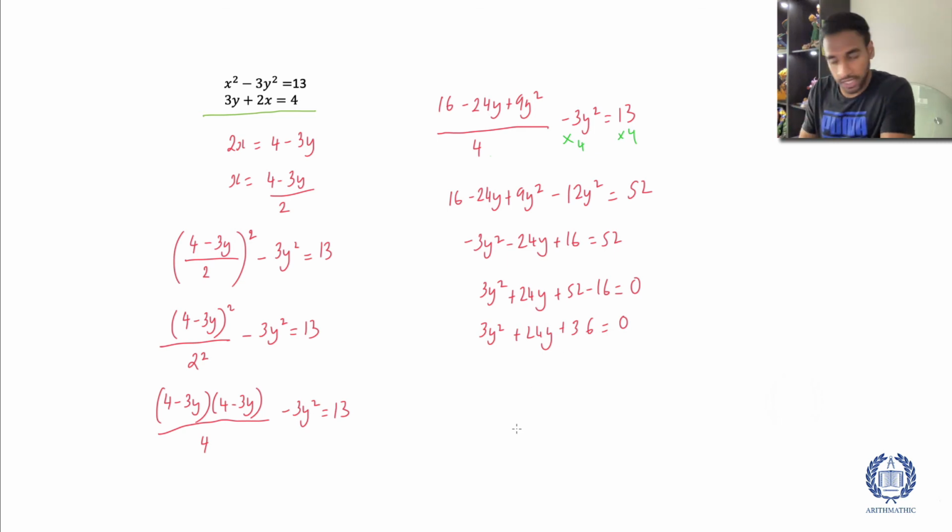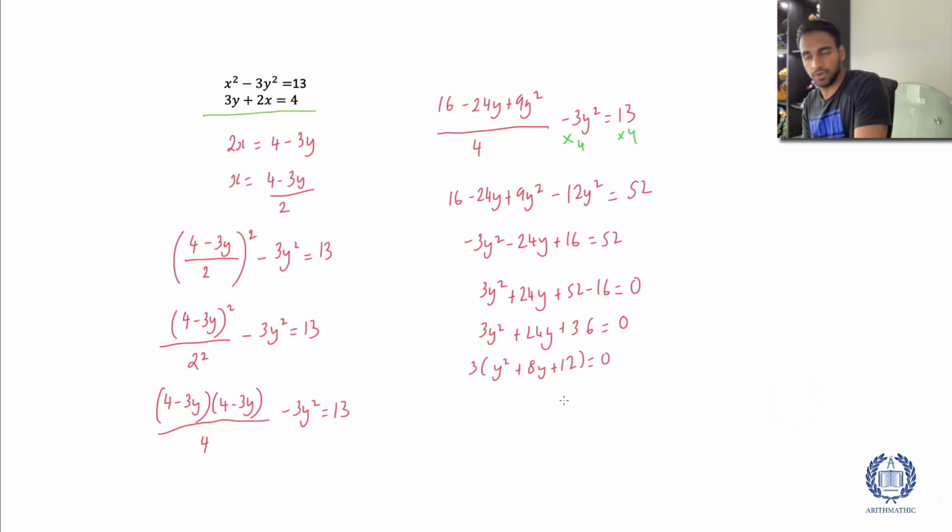So that's your quadratic, by the way, okay? And this is how we get rid of the fraction. Now, just to make it easier for us, we can divide everything by 3 because everything here is divisible by 3. So if I take 3 out, I'm left with y squared plus 8y plus 12 equals 0. Now, this 3 can move to the right-hand side, so 0 divided by 3. What is 0 divided by 3? 0. So we're left with y squared plus 8y plus 12 equals 0.